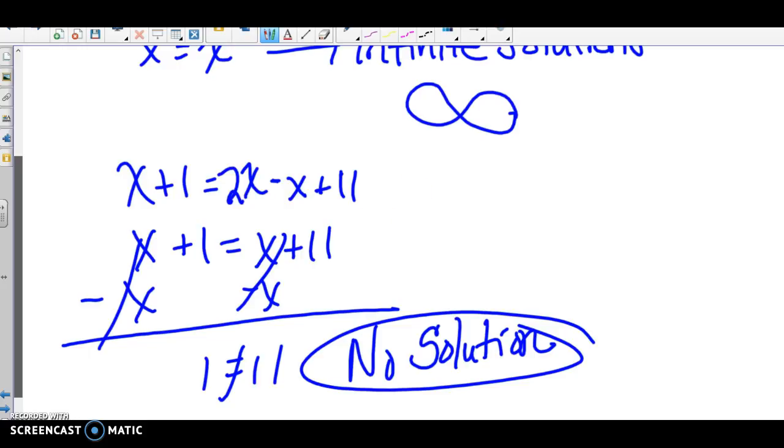Using those, one solution, infinite solution, no solution, we are going to be solving more than one equation. So make sure you understand no solution, infinite solution, one solution, and what a solution represents on a linear graph.